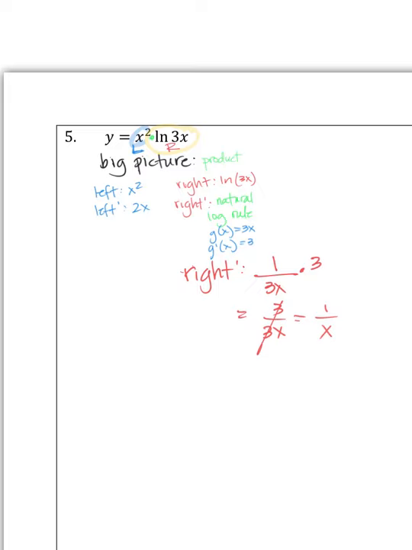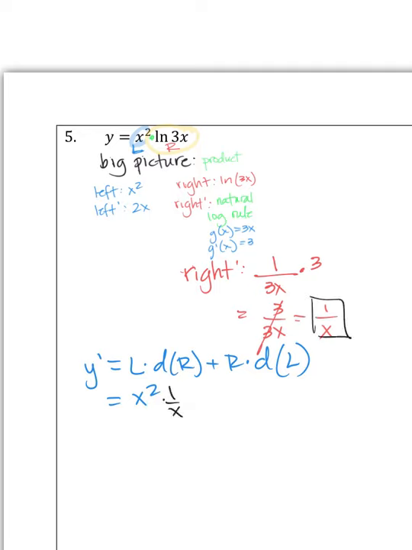So we're going to have the derivative of y. And again, let's just go ahead and write this out. Left times derivative of right plus right times derivative of left. So our left is the x squared. The derivative of the right is this 1 over x. And then we have the right, which is the natural log with the argument of 3x. And then the derivative of the left is that 2x.